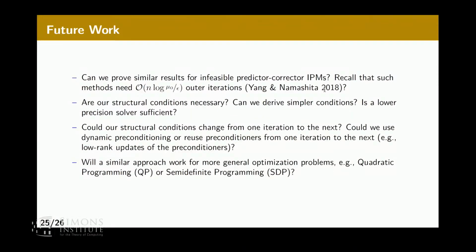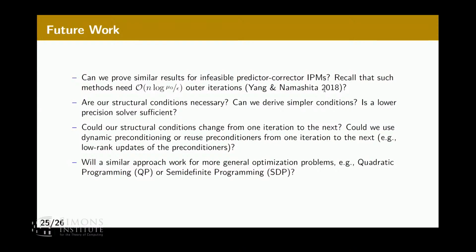Future work. So all these are for what is called the feasible predictor-corrector, meaning that you start with a feasible solution. If you start with an infeasible solution, there is a recent paper that analyzes infeasible predictor-correctors. It would be a technical thing to actually generalize some of these things to infeasible predictor-corrector IPMs. I don't know if we can get simpler structural conditions. So the results that I showed you are sufficient. I don't know if they are necessary. I don't know if we could do better there.